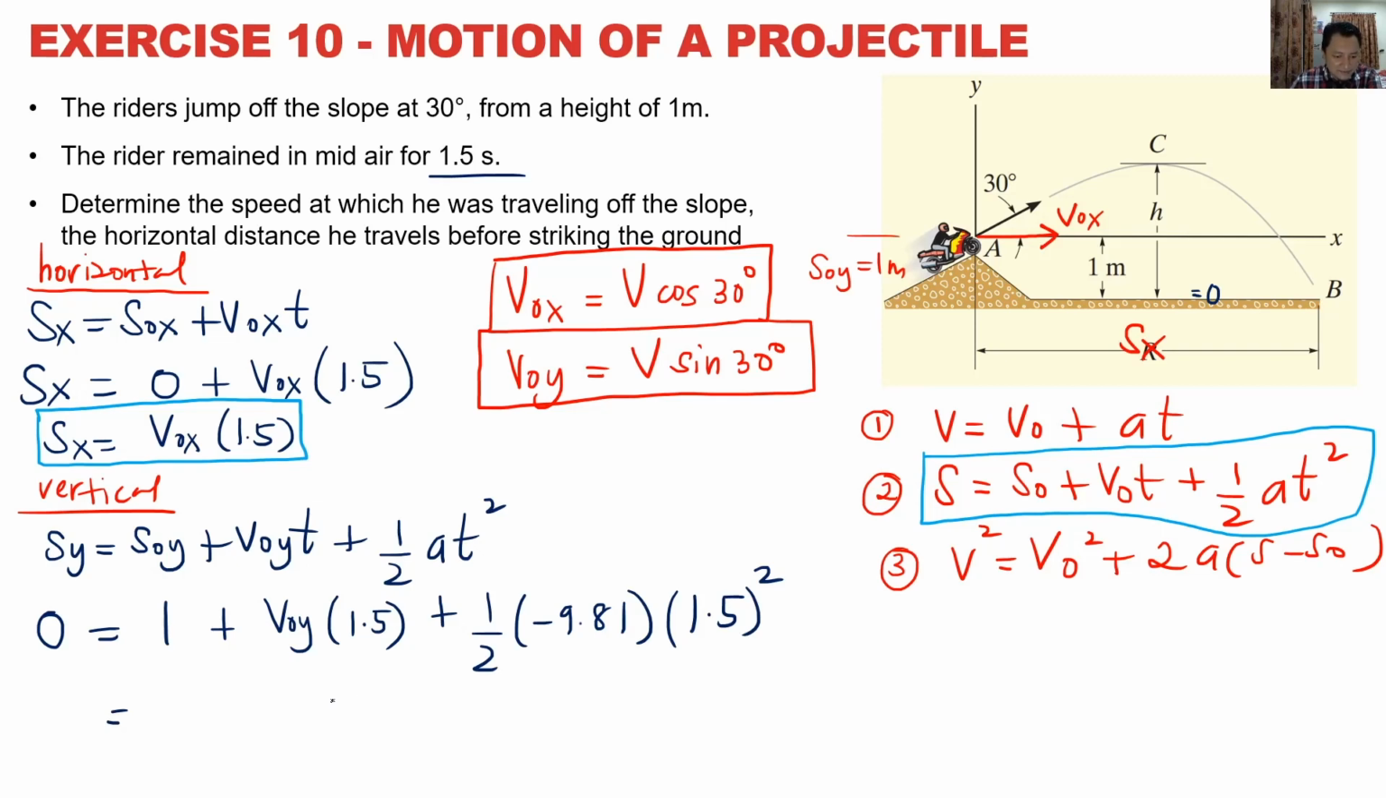So what can we get from here? 1 plus 1.5 V naught Y. What's left? Minus. So let's solve this one. 1.5 squared times 9.81 divided by 2. It's a negative and the value is 11.04. Bring this over there, you're gonna get 1.5 V naught Y equals 10.04. Okay, bring this over there, becomes a positive, minus.